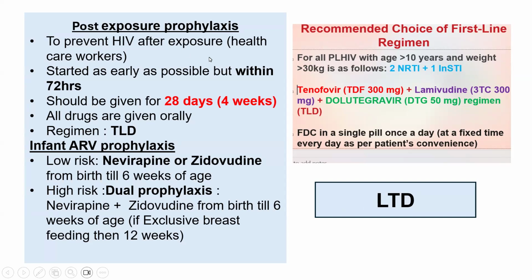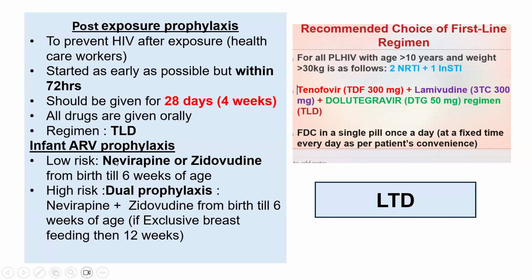For post-exposure prophylaxis also, it is the same. But for post-exposure prophylaxis, you should write who needs it: mainly healthcare workers who have exposure to HIV. It should be started as early as possible, but within 72 hours you should start the prophylaxis. It should be given for 28 days orally. All drugs should be given orally, and TLD is the regimen.